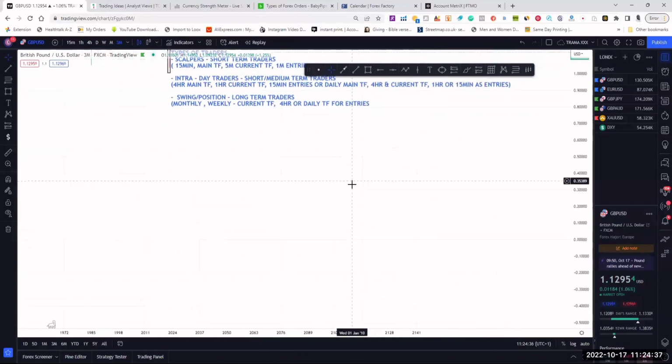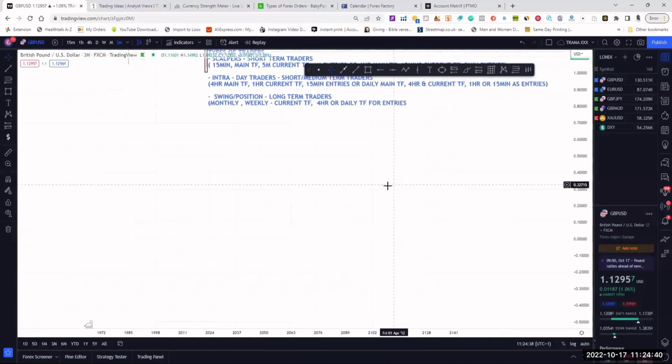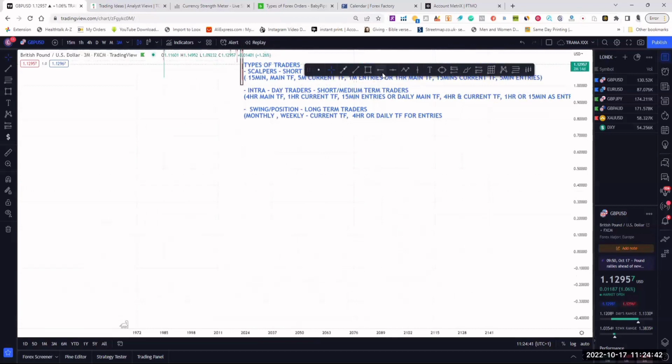Now, market structure. What is it? The market moves in two ways. The market moves either upward or downward. When the market is not trading up or trading down, it's called sideways. It's called consolidation, where the market is quiet. So I'm going to show you an example.